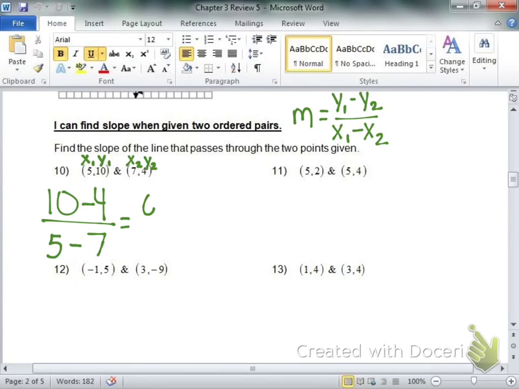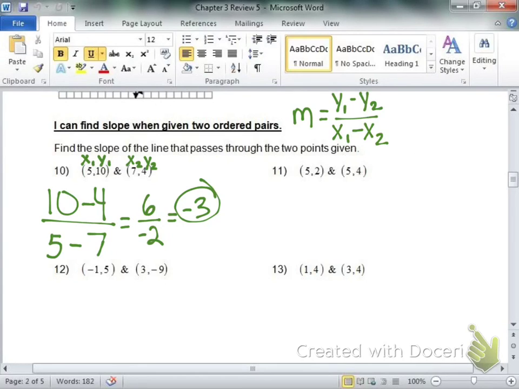That gives me 6 over negative 2. Does anyone know what 6 over negative 2 would simplify to? Just a negative 3. Good. Some people like to keep slope as a fraction, so if you want to do negative 3 over 1, that's fine as well. It doesn't really matter. On the final, though, since it's multiple choice, I will leave the answers in simplest form, which would be negative 3. What are your questions?